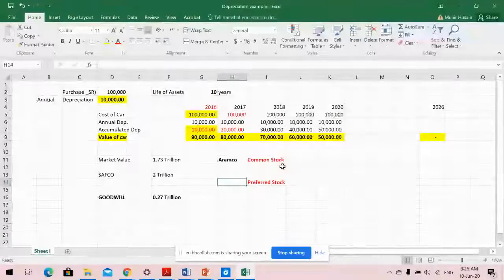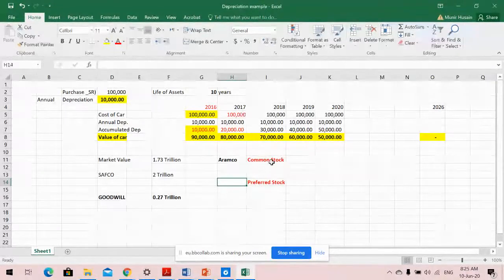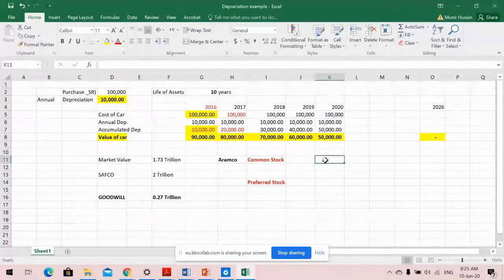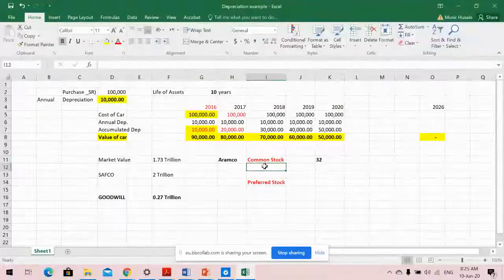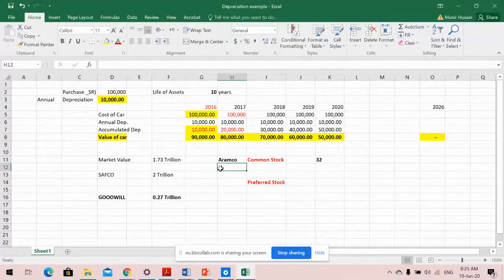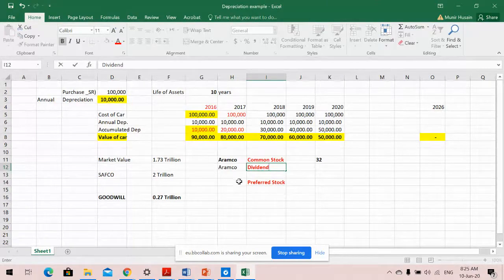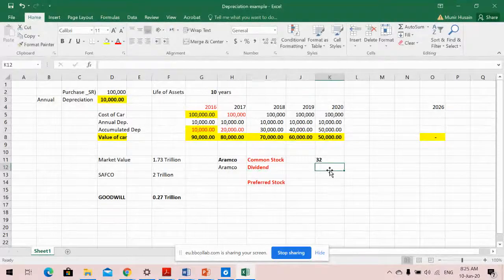What is the difference between the stocks? In common stock, I'll explain with Aramco's first. Let's say today's price is 32, right? Has anyone received Aramco's dividend? Anyone know what a dividend is? Can you just type and let me know? How much dividend did Aramco pay?